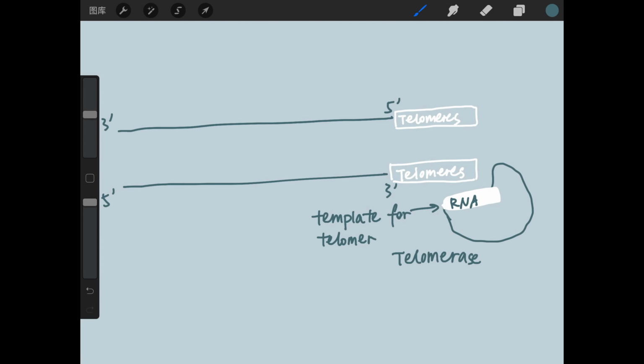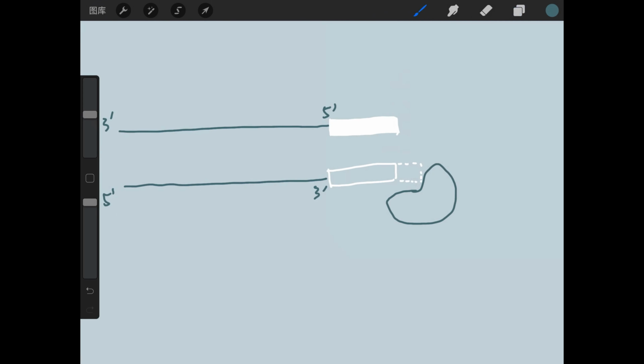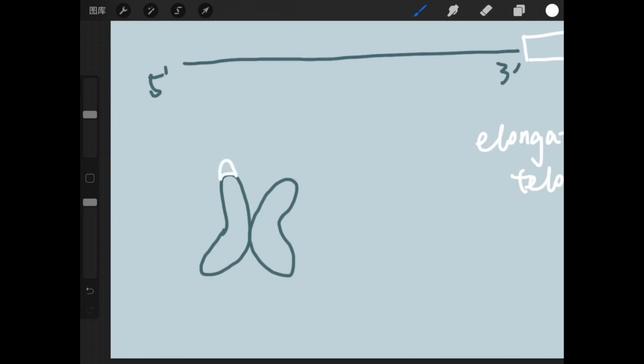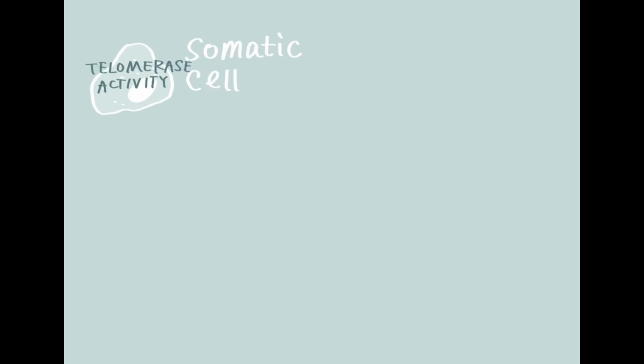Nucleotides can be added to the lagging strand accordingly as the RNA piece binds to the end of telomeres. This process is repeated in order to restore the length of the telomeres, and complete DNA information can be protected during further replications. Telomerase activity is strictly controlled in somatic cells.